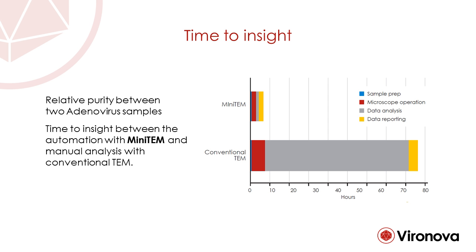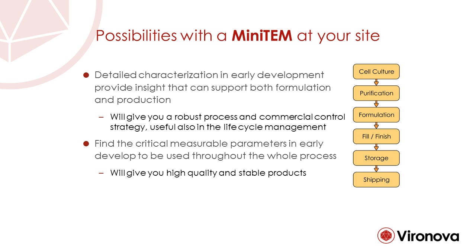So to summarize, by having the Minitime system at your site, you will be able to do detailed characterization on your product in early development, which can of course support both the formulation and production process. And what is really important is to identify the critical and measurable parameters in early development and use them throughout the whole process, which could again give you a really robust process and high quality products.